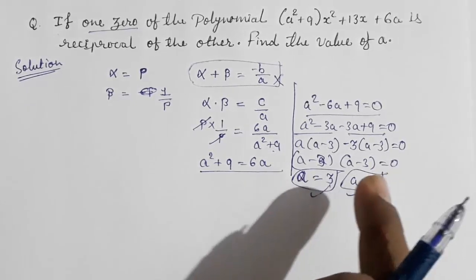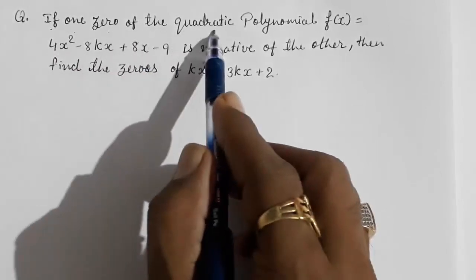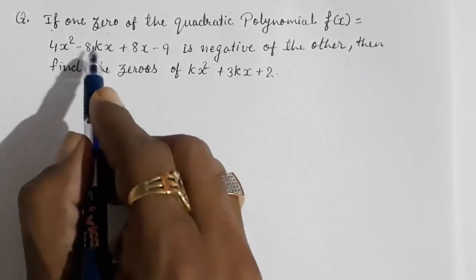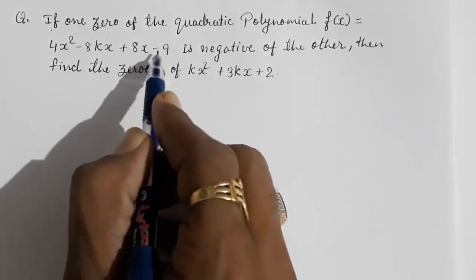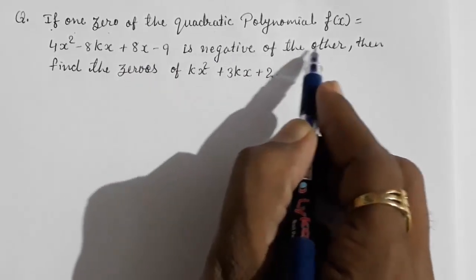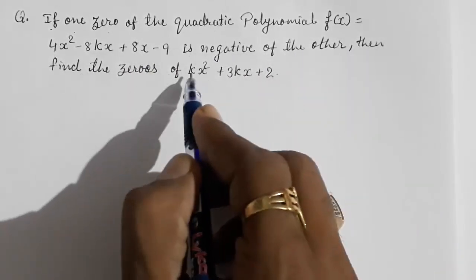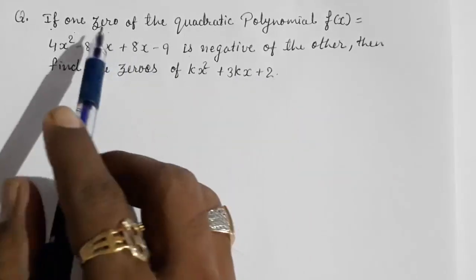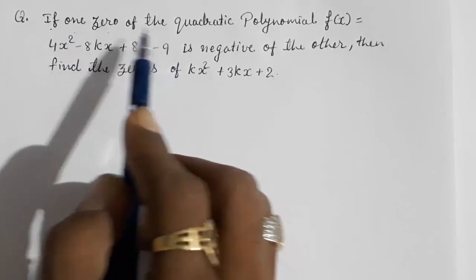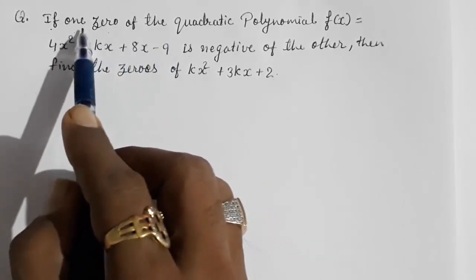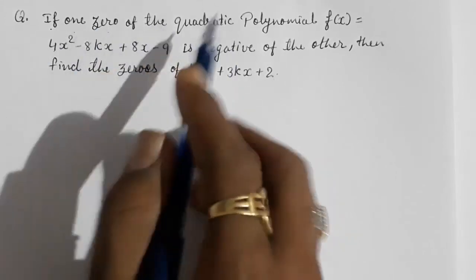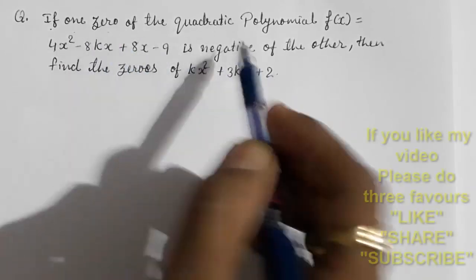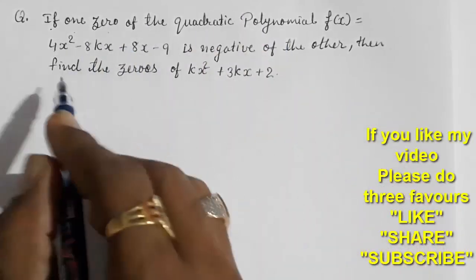Moving toward question number 3. If one zero of the quadratic polynomial f of x equals to 4x square minus 8kx plus 8x minus 9 is negative of the other, then find the zeros of kx square plus 3kx plus 2. Look here, in previous question I had selected one is reciprocal of other. Here I had selected one question in which one is negative of other. So we have to do all different types of sums, because any one type can be asked in board. So that's why I had selected this question.